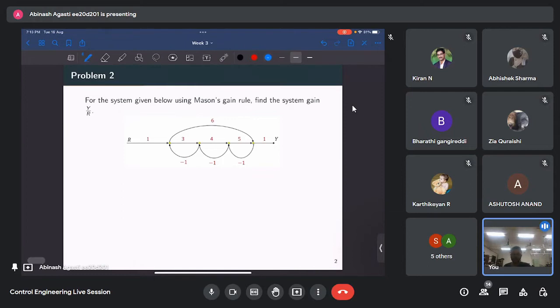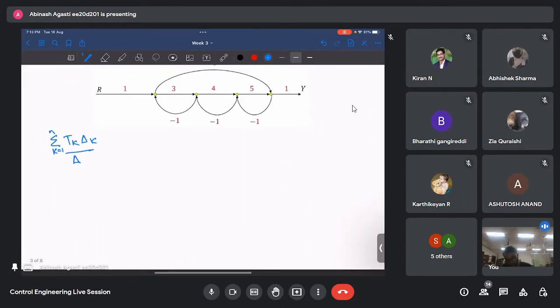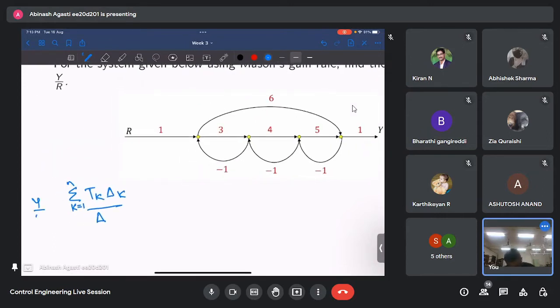So now we have a question of how to use the Mason's gain rule. So we want to find out the system gain y by r. Can someone help me with the formula for the Mason's gain rule? Yes, sir. Summation of k equal to 1 to n, Pk del k by del. Okay, so this is the formula of the rule. This is the formula for the gain of any given system.